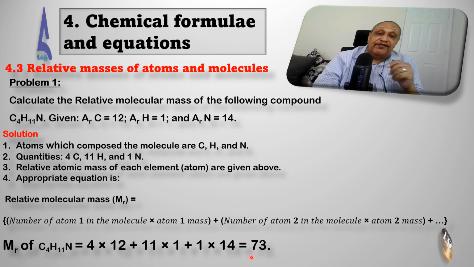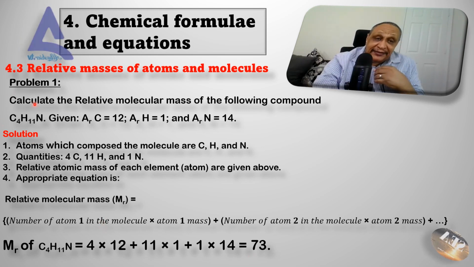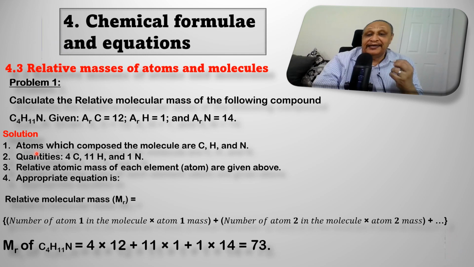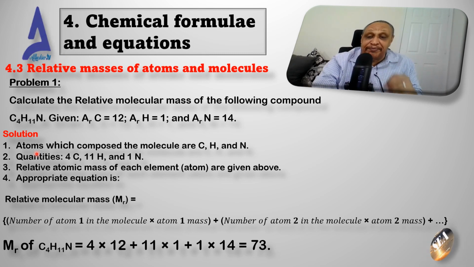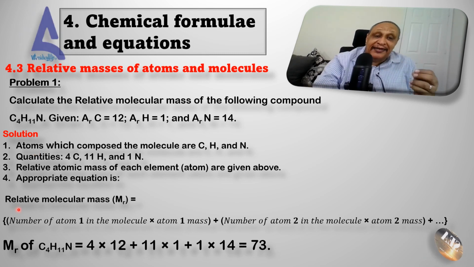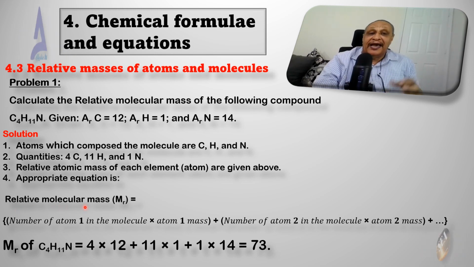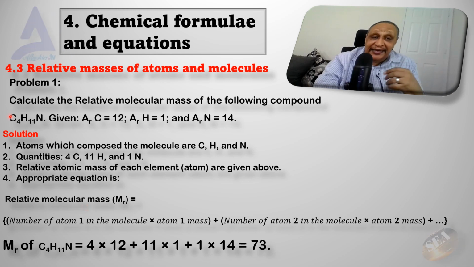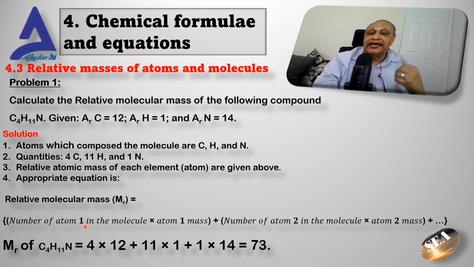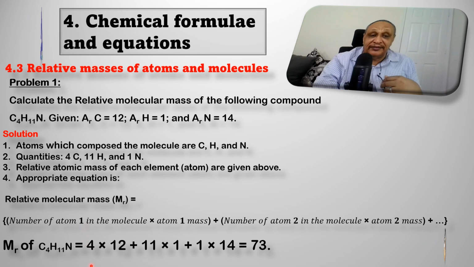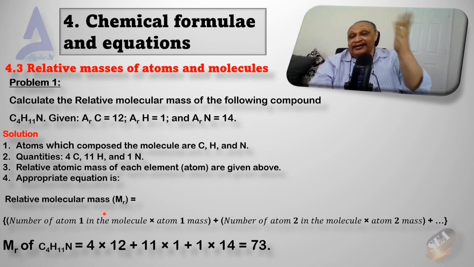Take into consideration that this compound has a covalent bond. It is not an ionic bond. So we name it relative molecular mass. And we will see, when we change this bond into an ionic bond, whether it is still called relative molecular mass or something else. Let us go forward.